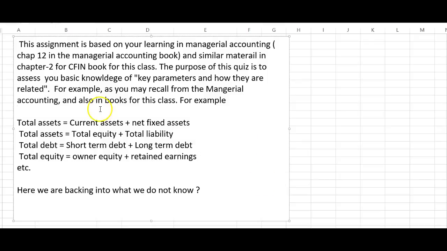So some of the parameters that are important, as you know, the total asset. If I want to know the total asset, it is the sum of current asset and net fixed asset. So if I know two out of the three, I can solve for the third one. Total asset is total equity plus total liability. Total debt is the sum of short-term debt and long-term debt. Total equity is a combination of investors' equity when they start out, and as they add retained earnings, etc. So here basically we are backing into what we do not know.